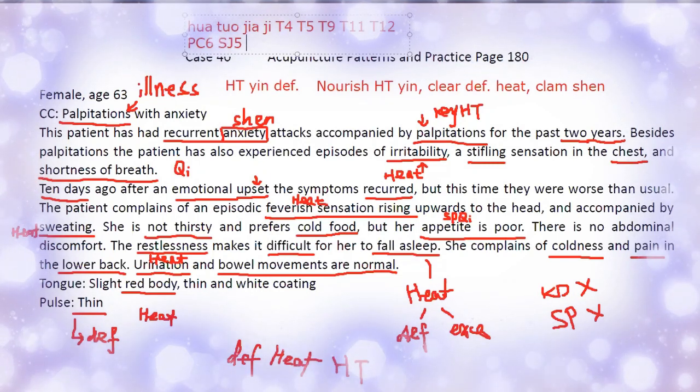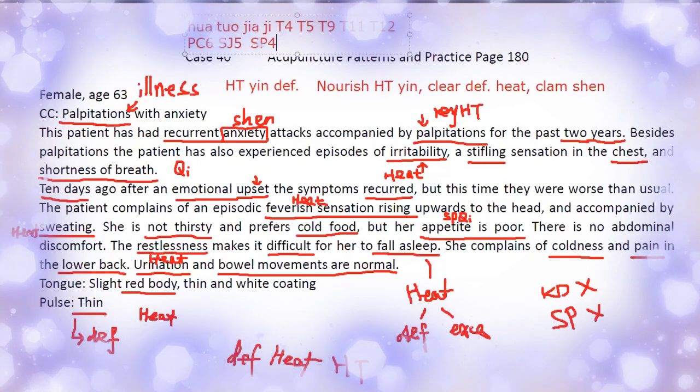And another point they use is spleen 4. Spleen 4 is another connecting point and confluent point, on both sides. So they can tonify qi and regulate the middle jiao. So those are the points used.